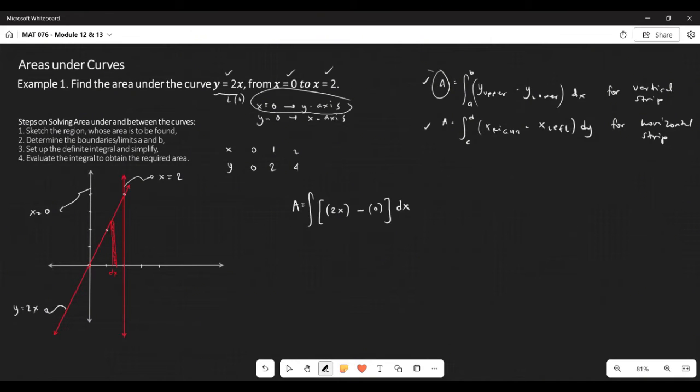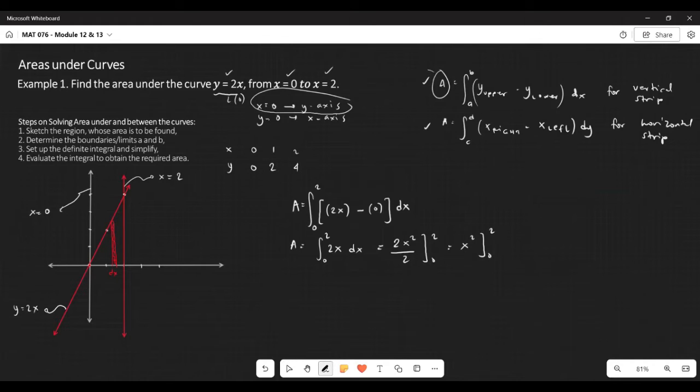Our limit is 0 to 2. So A is equal to, let's simplify, the integral of 2x dx from 0 to 2. We'll take the shortcut: 2x squared over 2 from 0 to 2, or just x squared from 0 to 2.